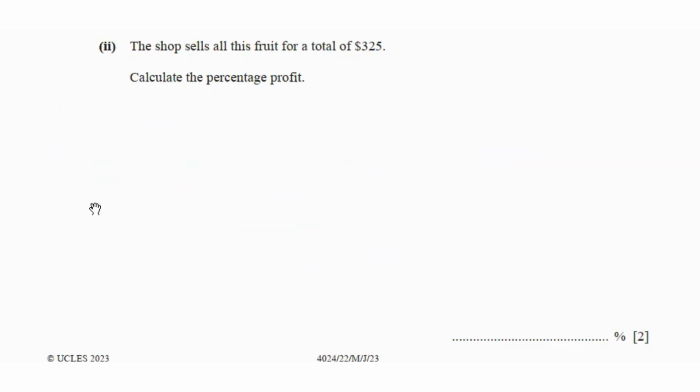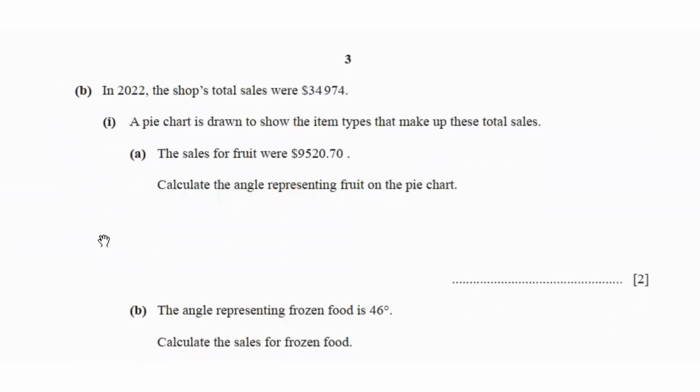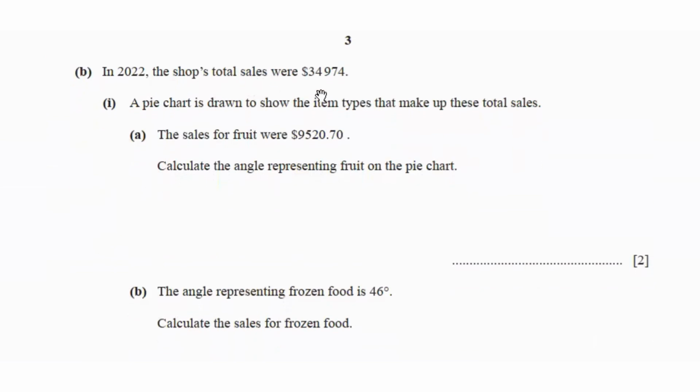Then part B says, in 2022, the shop's total sales were 34,974. A pie chart is drawn to show the item types that make up these total sales. The sales for fruit were 9,520.70. Calculate the angle representing the fruit on the pie chart.